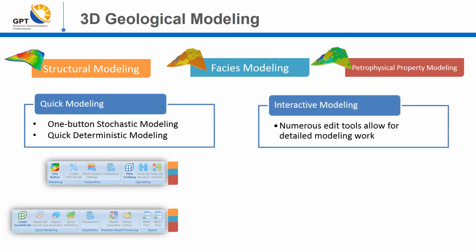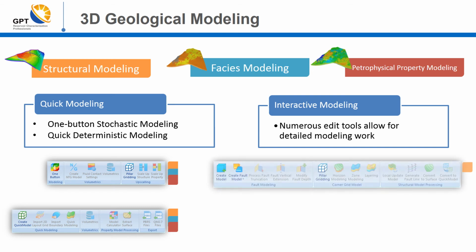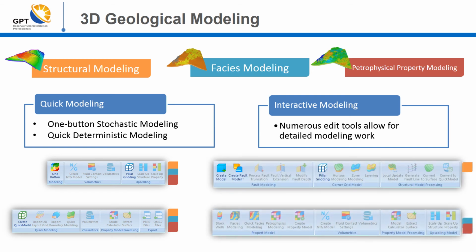And the other one is interactive modeling. The biggest difference between interactive modeling and quick modeling, especially the one-button stochastic modeling, is that quick modeling takes care of a lot of intermediate steps, while interactive modeling, you will need to do a lot of manual editing by yourself. And of course, interactive modeling also allows you to build structural model, facies model, and petrophysics model. Once you have built your model, you can always go ahead and calculate volumetrics or upscale your model for reservoir simulation.